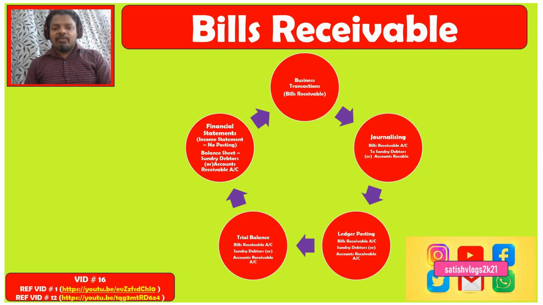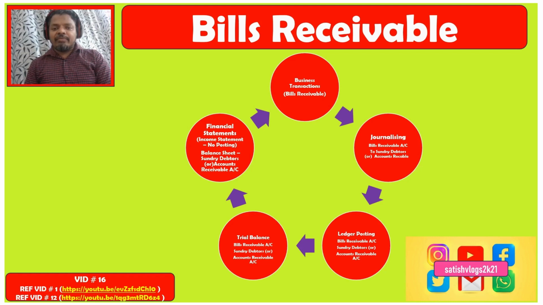Basically, bills receivable is a negotiable instrument. There are two parties to this negotiable instrument: one is the drawer and the other one is the drawee. Drawer normally is a seller, who is the person who draws the instrument on the drawee. Drawee is nothing but the buyer, and the drawee accepts that bills receivable and returns the same to the seller.